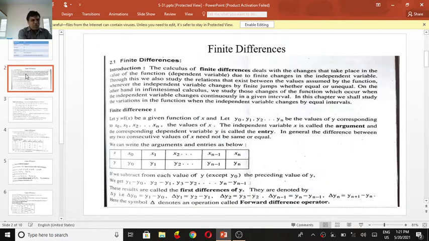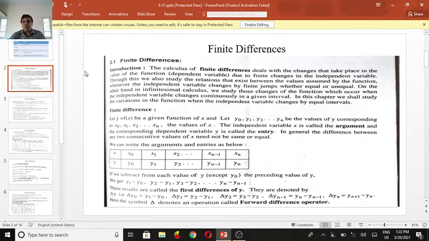We are familiar with the equation form y equal to f of x. Here we take a function, 3x square plus 1, whatever it may be. Here x is the independent variable, y is the dependent variable. We give a value for x, and we get the values of y. Suppose we put x equal to 1, we get the y value. So you are giving the values of x independently, and we get the values of y.